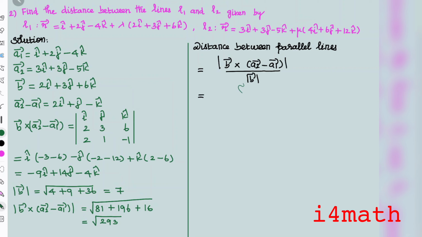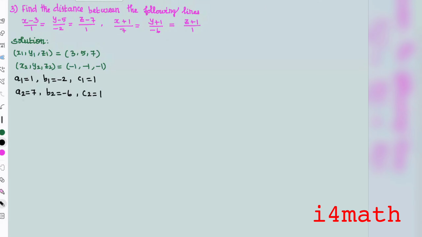Now the numerator value is square root of 293 that we already calculated. Now the denominator, what is the denominator value? That is 7. So square root of 293 divided by 7 units, because it's a distance, so we are writing units.